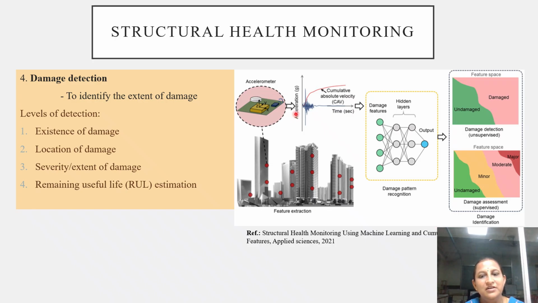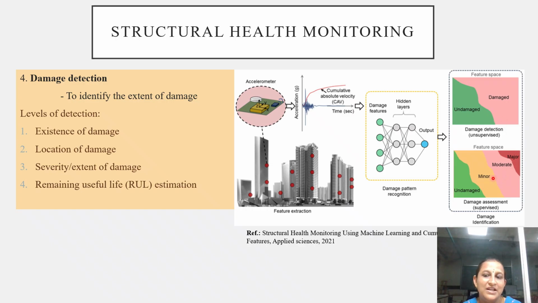Acceleration data is collected and cumulative absolute velocity is being measured, and this data which is obtained from the sensor is fed into the ANN architecture, which involves damage features taken from the building, and it will be processed through hidden layers, and the output is obtained. So the output obtained here shows the damage detection as part of the building which is damaged or undamaged, and the part of the building which is damaged as major, moderate, severe, minor and undamaged condition.